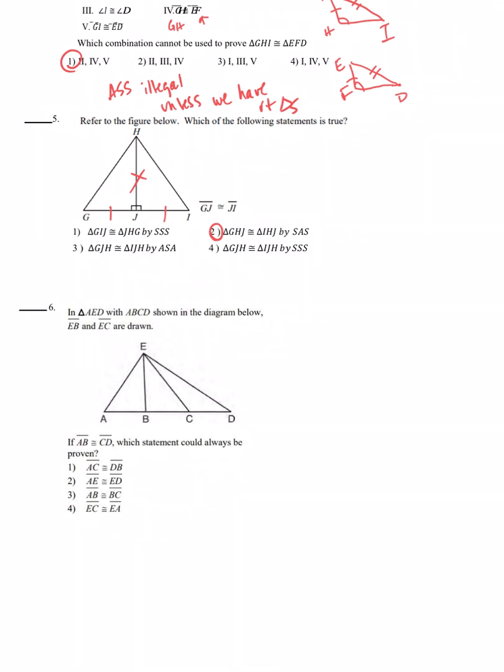Question 6. We have AB is congruent to CD, and we want to know what we could prove. Well, we could do the addition property. We could add BC to both of these, so we could prove that AC is congruent to DB by addition, because we could add this little piece to both.